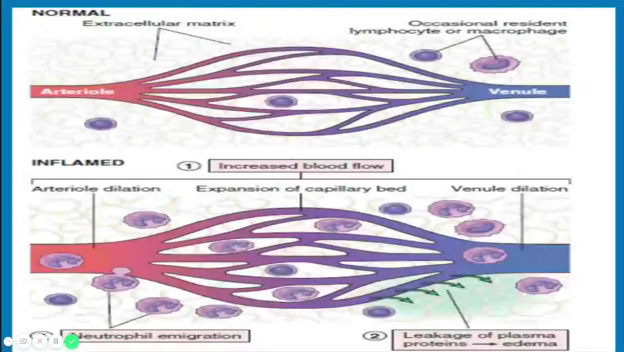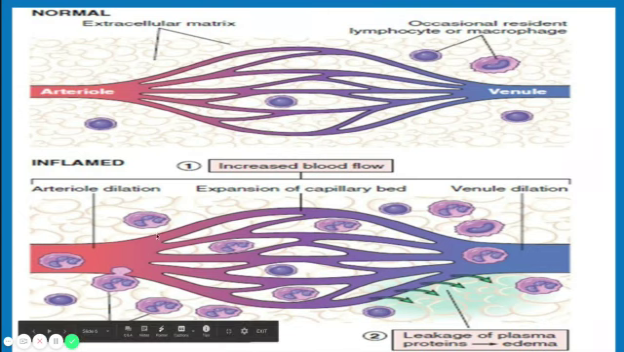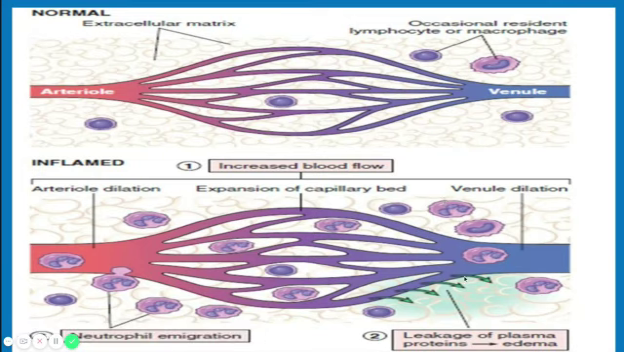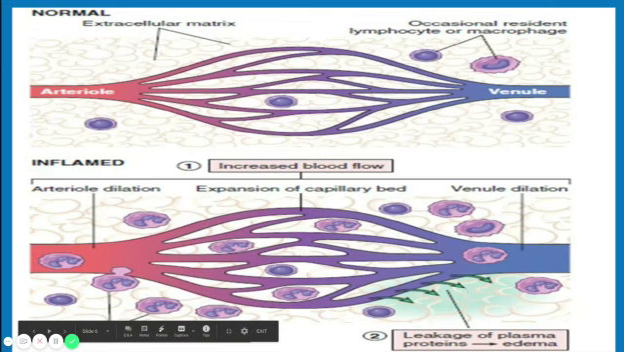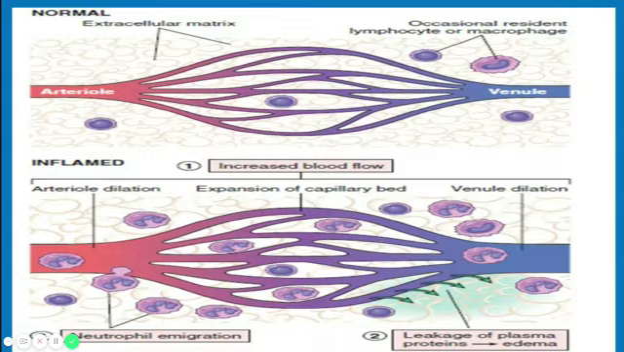Now, here you can see this is a normal blood vessel, this is the arteriole, and this is the venule, and then the capillary bed. This is extracellular matrix, and occasionally lymphocytes and macrophages are present. When there is acute inflammation going on, you can see there is dilatation at the arteriole and venule end and expansion of the capillary bed, and here you can see the inflammatory cells present, and there is the leakage of plasma proteins leading to the edema. These are all the signs that acute inflammation is going on.